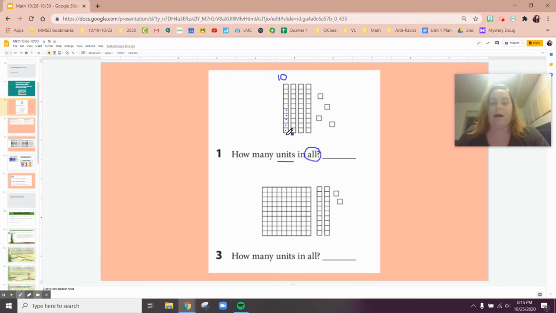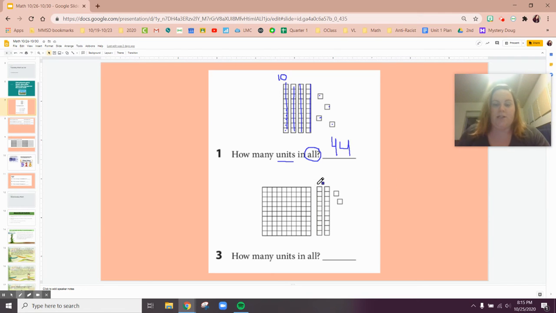So I'm going to count by tens. So this one is 10, 20, 30, 40. So I have 40 total here. Then I'm going to count by 1. 41, 42, 43, 44. There's my answer, 44 units.